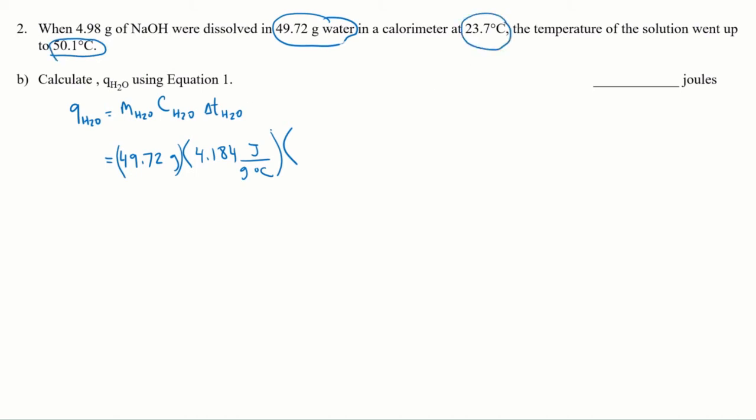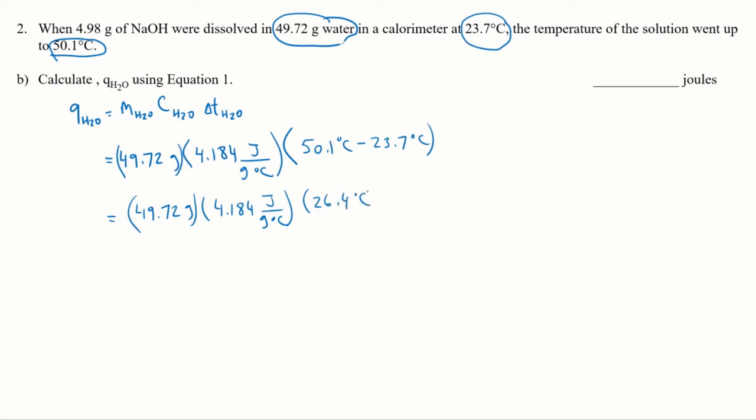Remember, it's an exothermic process, so the temperature of water increased. So this will be 50.1 degrees Celsius minus 23.7 degrees Celsius. If we calculate, this will be 49.72 grams times 4.184 joules per gram degree, and the temperature will give me a value of 26.4 degrees Celsius, and it's a positive value.